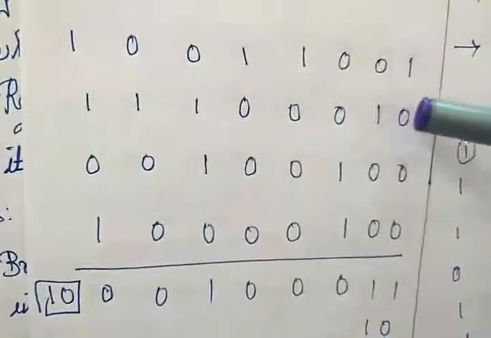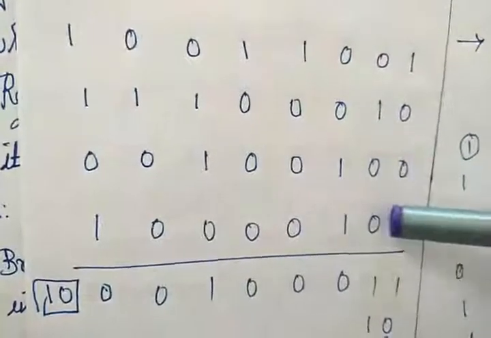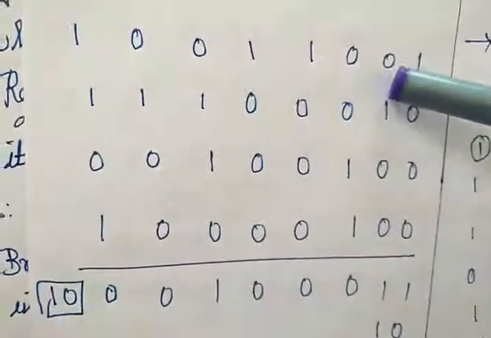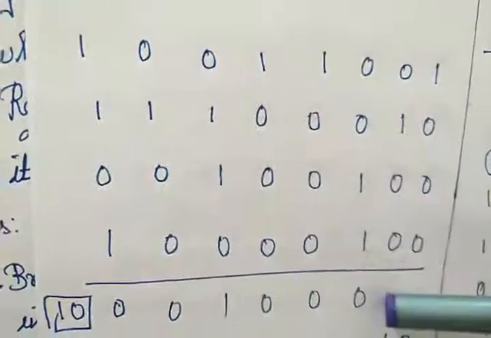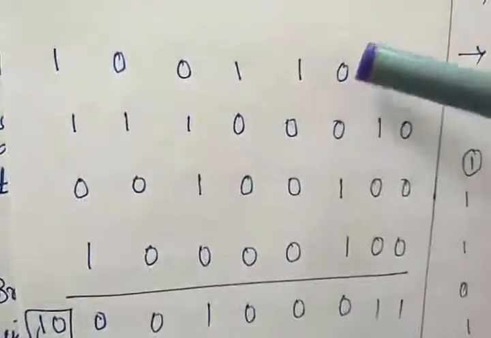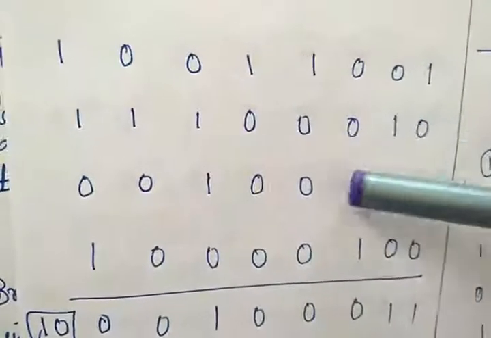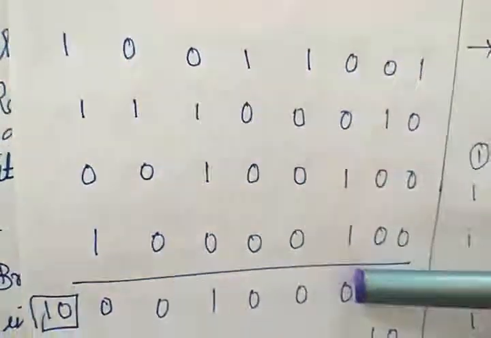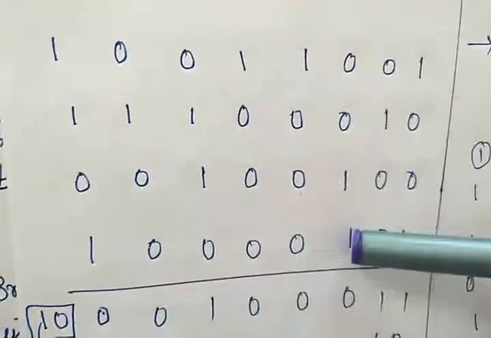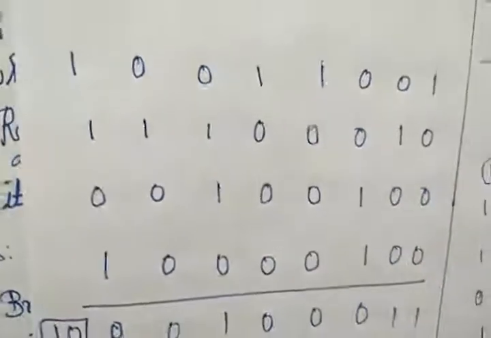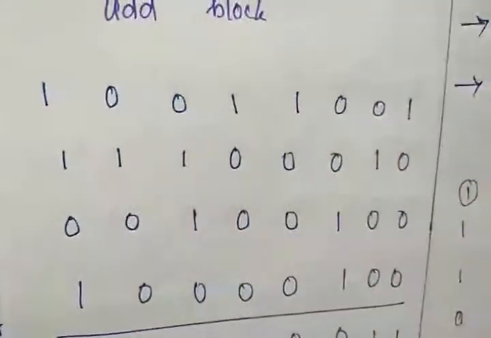1 plus 0 is 1, 1 plus 0 is 1, 1 plus 0 is 1. The next one is 0 plus 1 is 1, 1 plus 0 is 1, 1 plus 0 is 1. Next, 0 plus 0 is 0, 0 plus 1 is 1, 1 plus 1 is 10, because this is binary addition. So 1 plus 1 is 10, here 0 and the carry is 1.